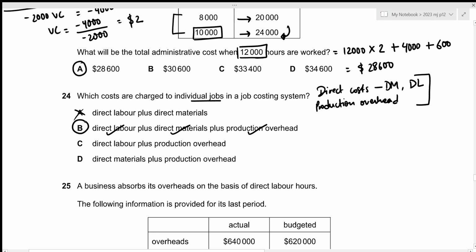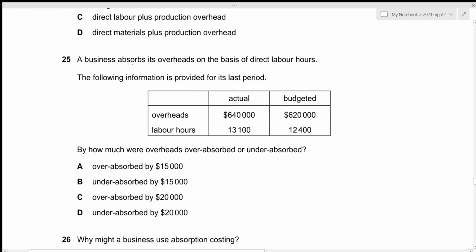Let's move towards the 25th question. A business absorbs its overheads on the basis of direct labor hours. We're given the following information for actual as well as budgeted. By how much were overheads overabsorbed or underabsorbed? So in order to figure out the overabsorption or underabsorption, we need to compare our actual overhead and budgeted overhead. But remember that our basis should be the same. So we need to compare it based on the same number of labor hours. So actual overheads is based on 13,100 hours. So we need to figure out the budgeted overheads on the same basis.